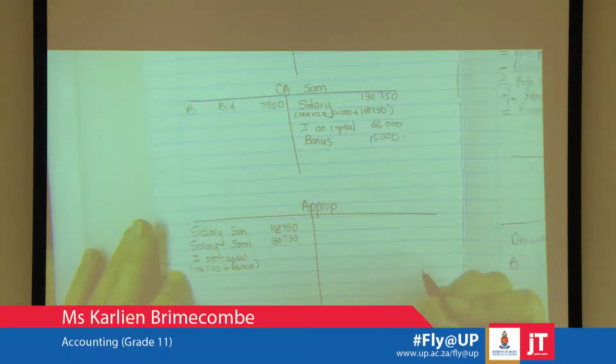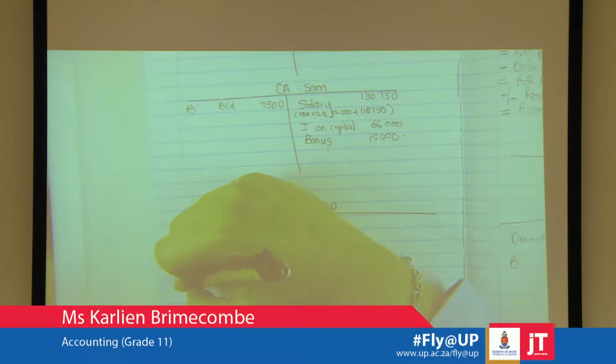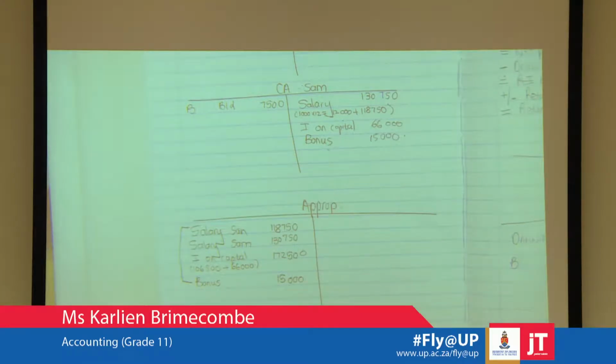This is what we've done yesterday, because I have one interest on capital account. That interest on capital is closed off to the appropriation. So the total interest on capital is 172,500. Then we have bonus, which is equal to 15,000. Right, so this all forms part of my primary distributions of profits.